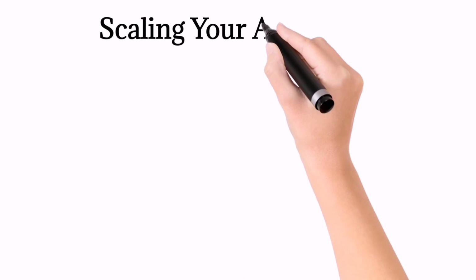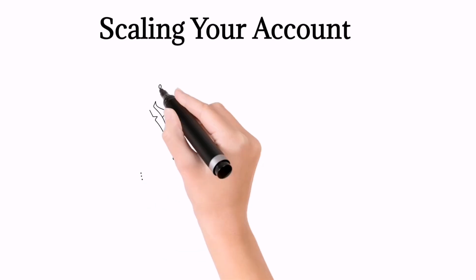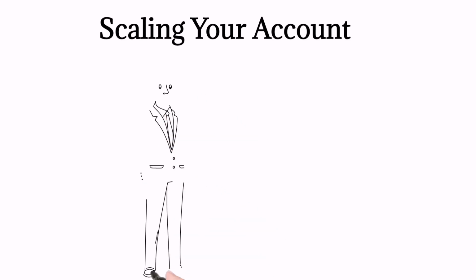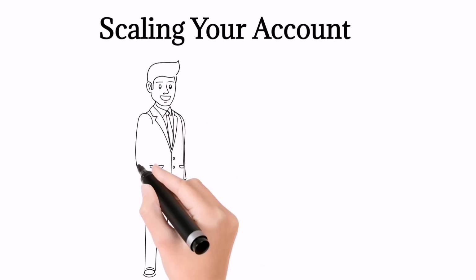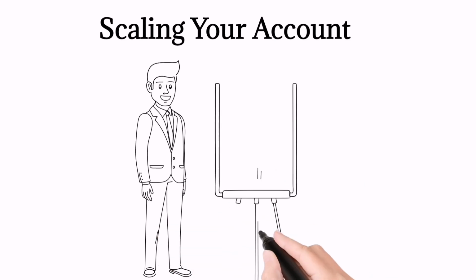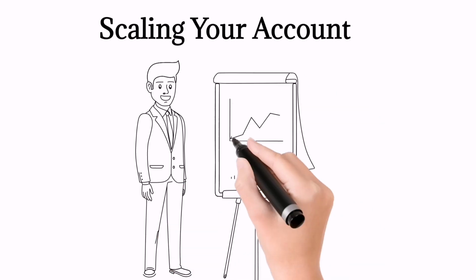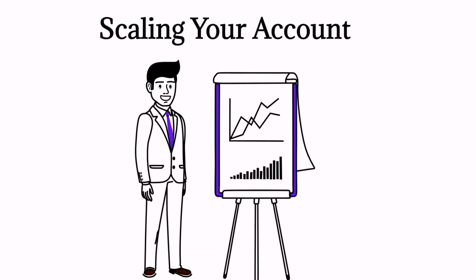Scaling your account. Once consistent, you can scale using bigger position size, prop firm capital like FTMO or My Forex Funds, and trading multiple pairs with the same system. Compound profits weekly but scale slowly. Never increase risk percent per trade. Stay at 1–2%.